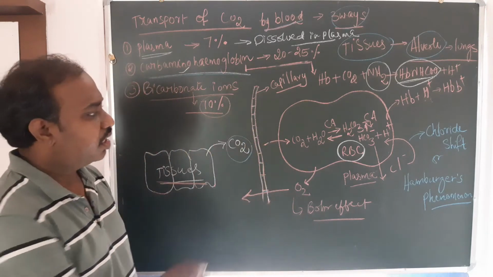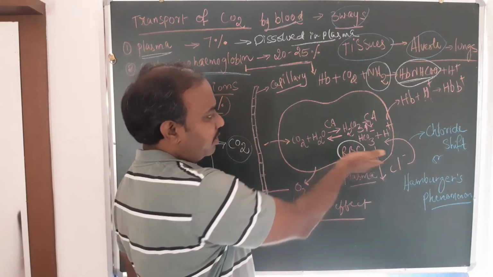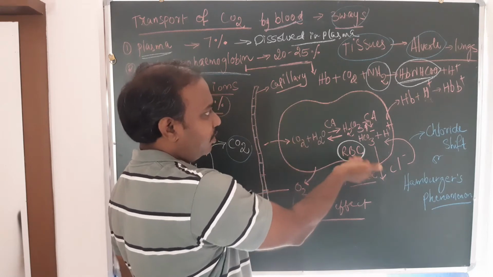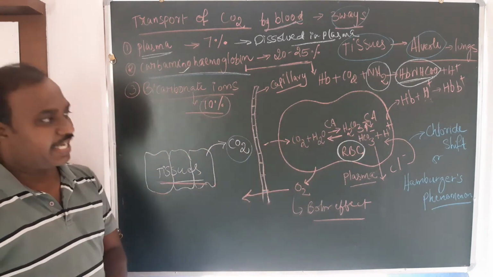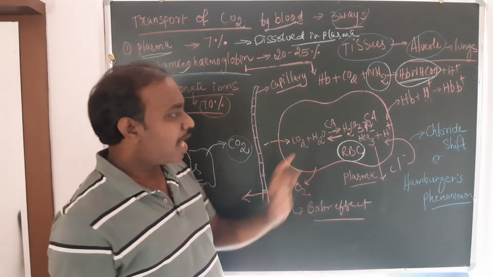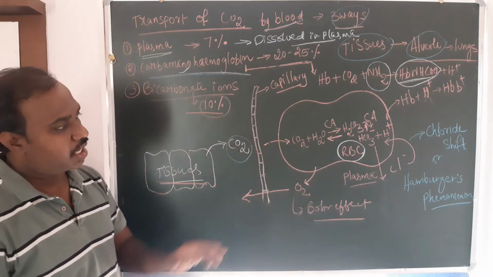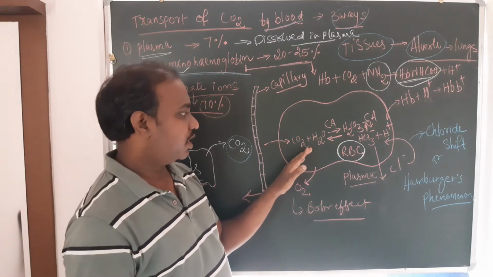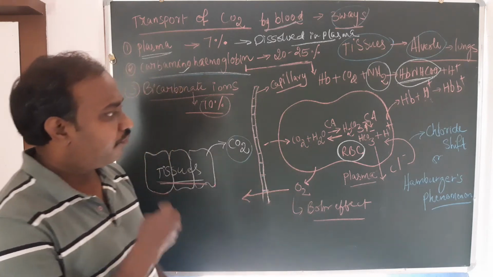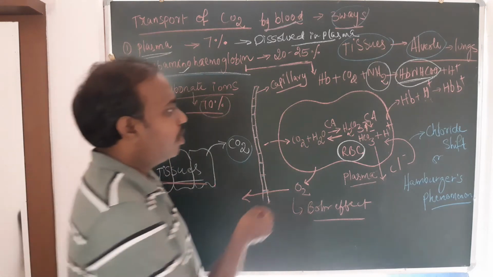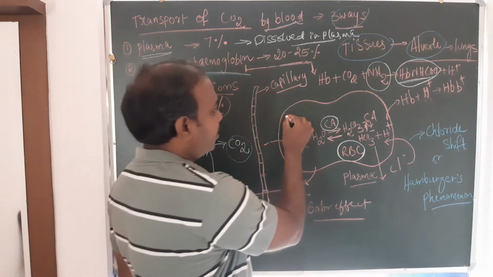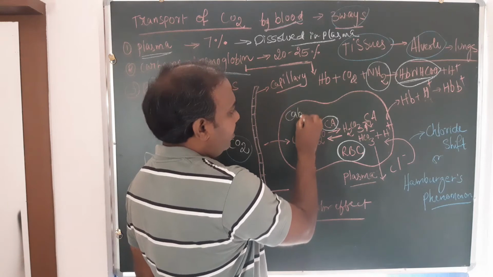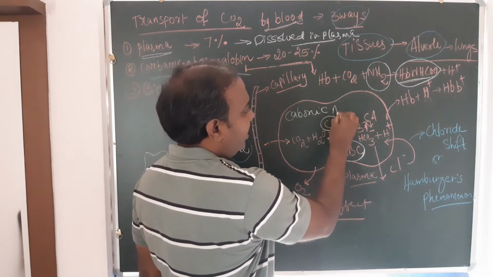It crosses the cell membrane of this RBC. What you are seeing is this biconcave shaped RBC, and the CO2 gets transported into the RBC. Within the RBC, we have a very important enzyme called carbonic anhydrase.